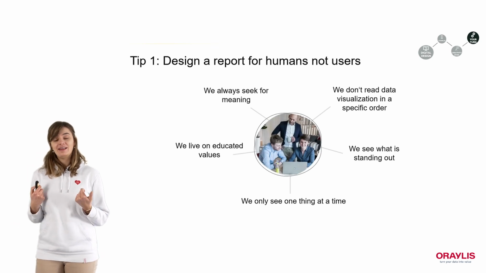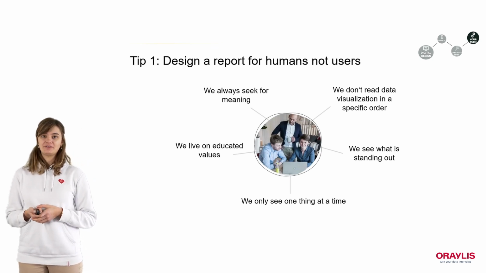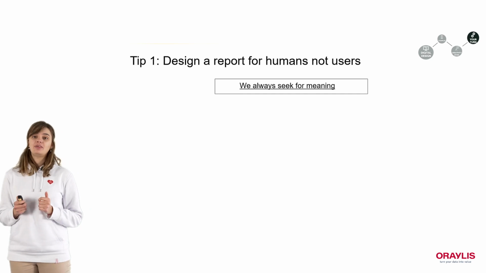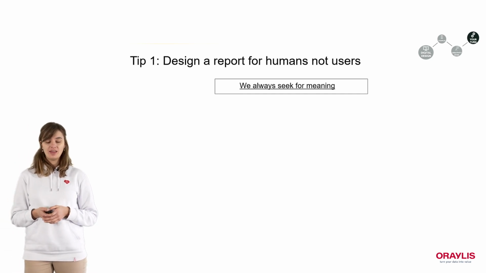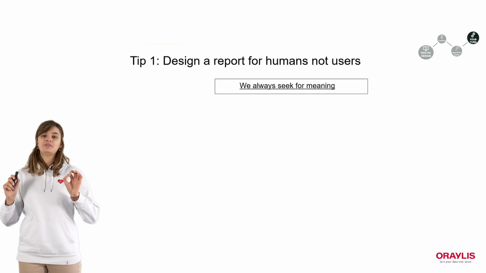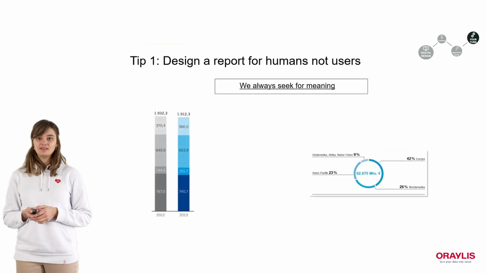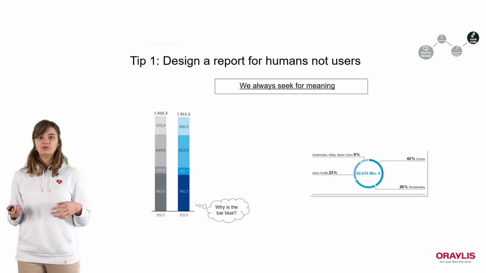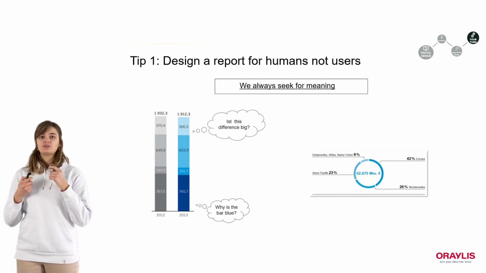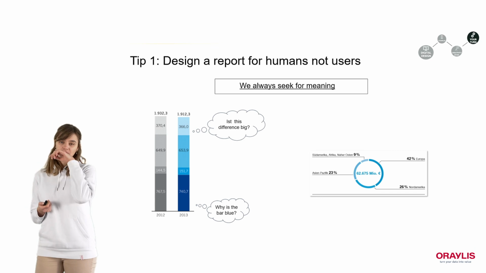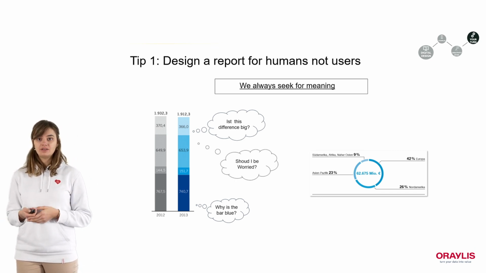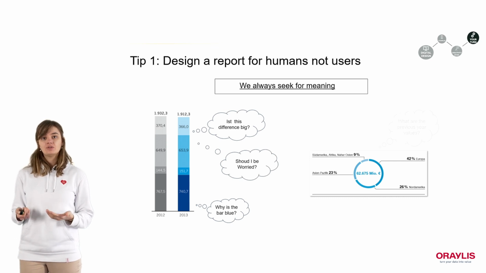We have come to the last aspect of human behavior. Most of us have one thing in common. We think a lot and we put everything into perspective. We see these graphs and our brain immediately starts thinking, why is this blue? Is there a difference from 2012 to 2013? Is this difference big? Should I be worried about it? Where are the values of the previous year?